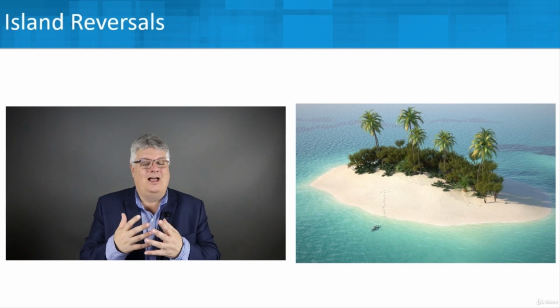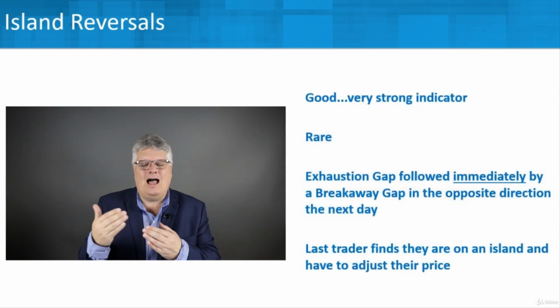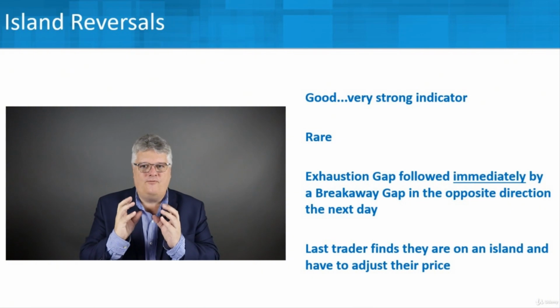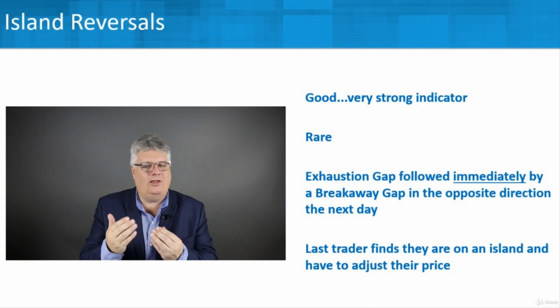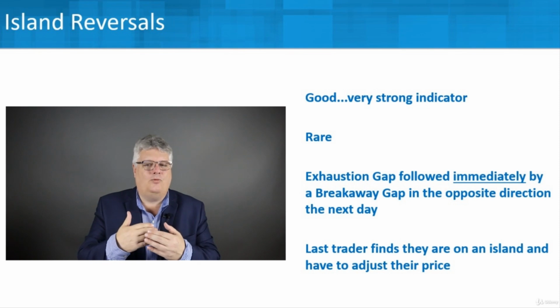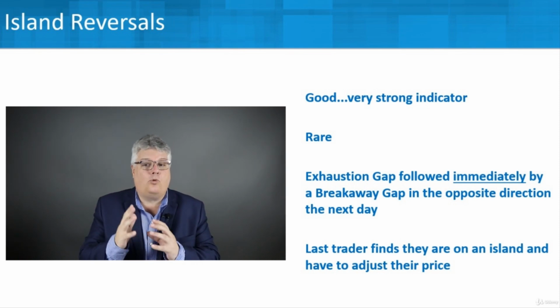A lot of times they're not a great place to be, but they can be a very strong indicator to show what's going to happen next. They rarely occur, but when they do, they're a very, very strong indicator and could provide a great opportunity. So if you see an island reversal, you really want to pay attention to it. What they are is an exhaustion gap, where it's been exhausted, as we learned about, and it's going to have this gap followed immediately by a breakaway gap in the opposite direction the next day.